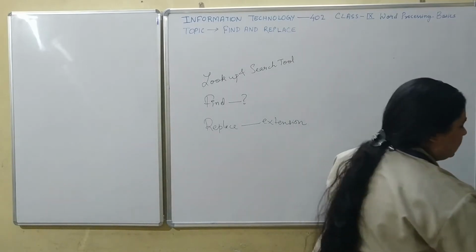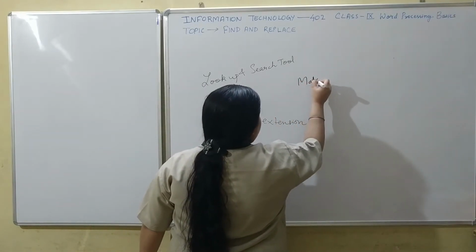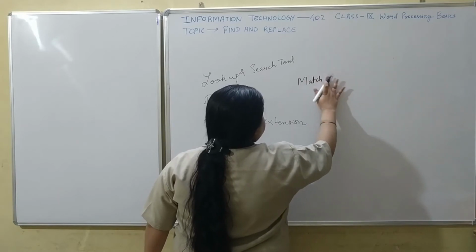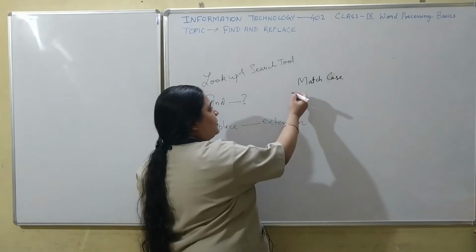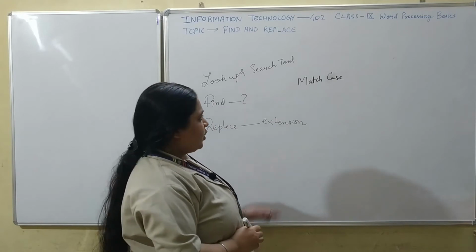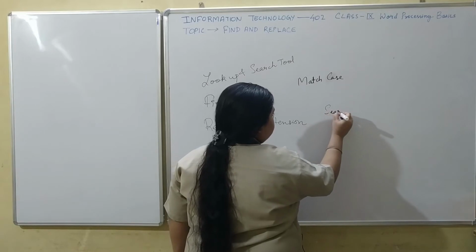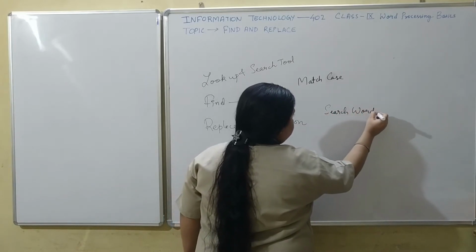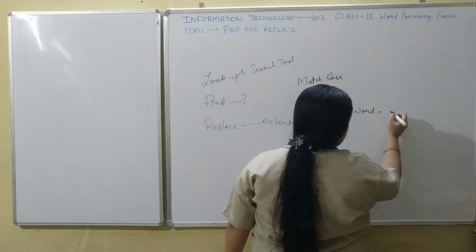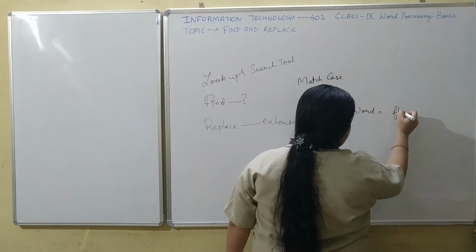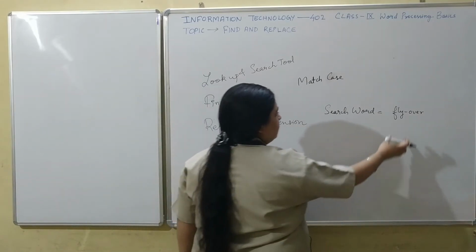Now there are certain things in find and replace, like match case. These are certain additional options provided by find and replace. What do you understand by match case? Suppose you have provided a search word as flyover. So you can see flyover, everything is in small letters.